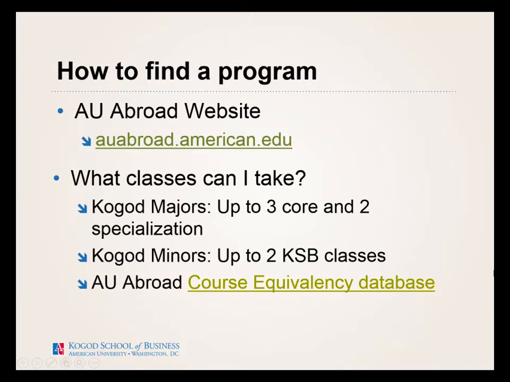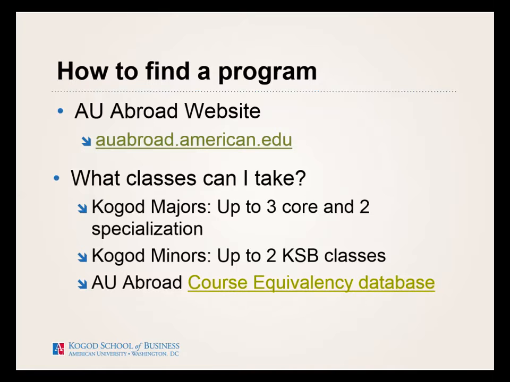Kogod majors can take up to 3 core and 2 specialization courses abroad. Few programs, however, will offer enough courses that correspond to our curriculum for it to be possible for you to actually take 3 core courses and 2 specialization courses. So it's recommended that you plan on taking at least 2 electives abroad. If you're a Kogod minor, you may take 2 classes towards your minor abroad.